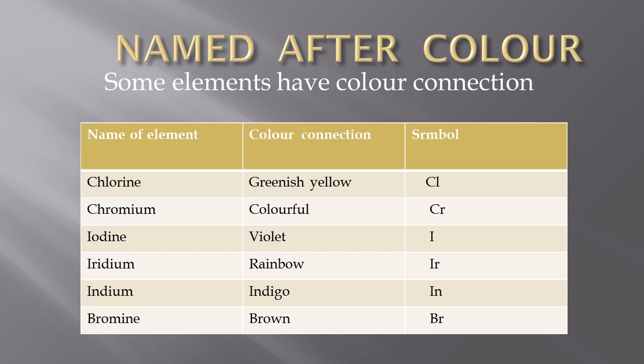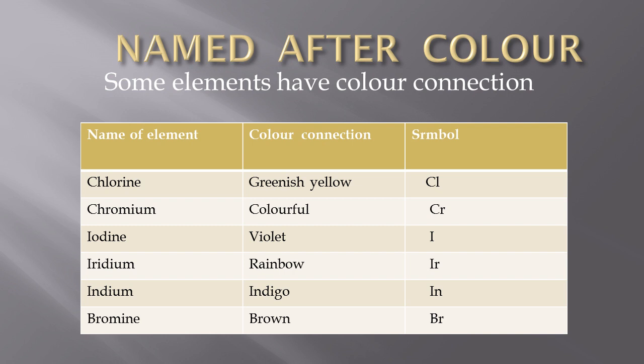Symbol Cr. Iodine, you know that it is violet in color. We can see its color very well in its vapor, and its symbol is I. Iridium means rainbow, that means colorful. All d-block elements form colorful compounds. So rainbow also means colorful.